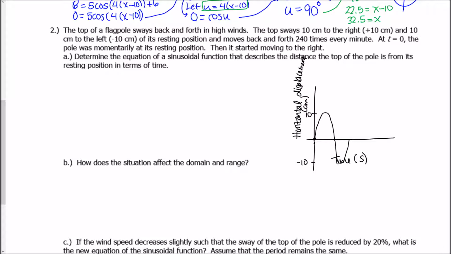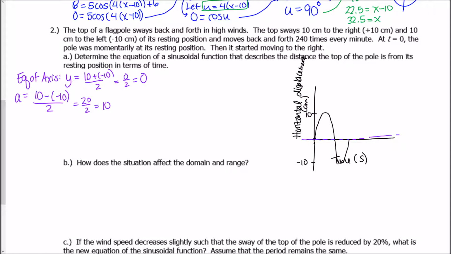So let's figure out some of our key information. So let's find the equation of the axis. So I'm going to take the min and the max and average them. So I end up getting 0 over 2, or just 0. And that should make sense here, that 0 is going to be the equation of the axis. Then I'm going to find the amplitude, and hopefully you can realize that it's just 10 just by looking at it. But remember, we take the difference of the min and the max. So we end up getting 20 divided by 2, or just 10.